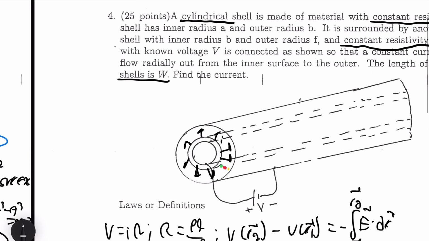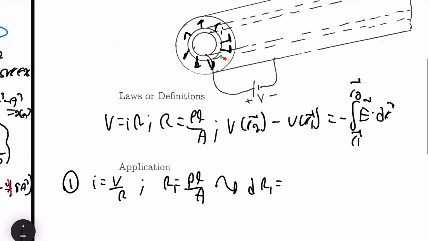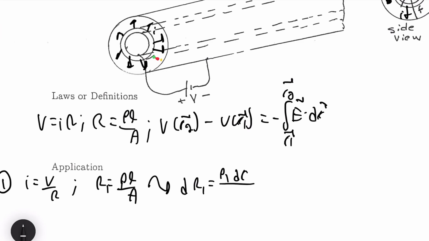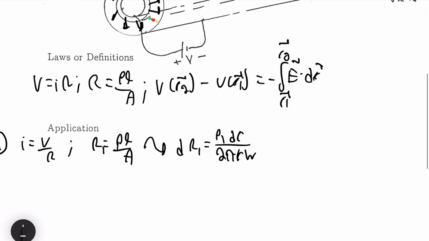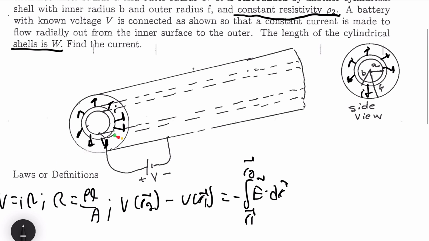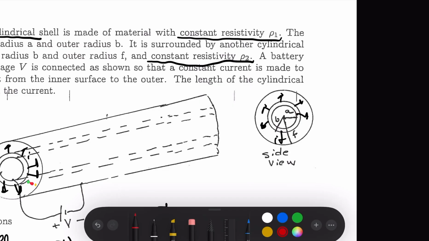So dR1 for the smaller shell is rho 1. My length changes with respect to r. So dr divided by the area of the cylinder. The area is 2 pi r times the length of the cylinder. The length was said to be W. And then to find R1, you simply integrate both sides. So R1 is equal to rho 1, which only exists from the shell A to B, right? So if I go back to my surface here, the resistivity is only for this portion.